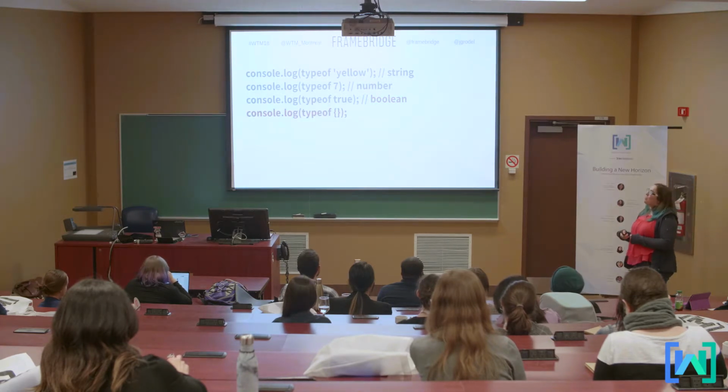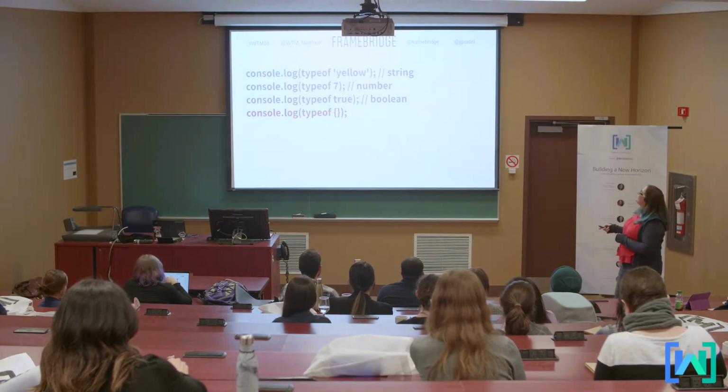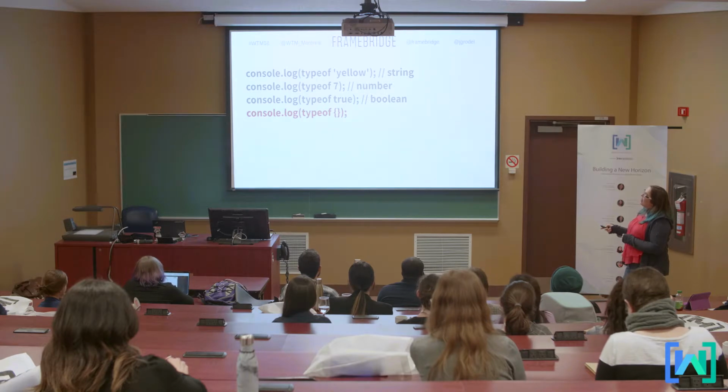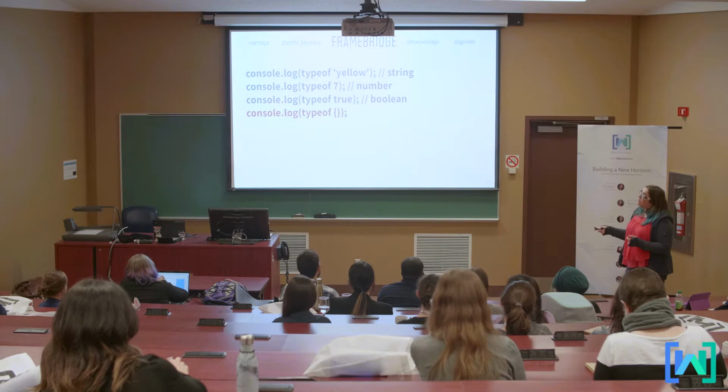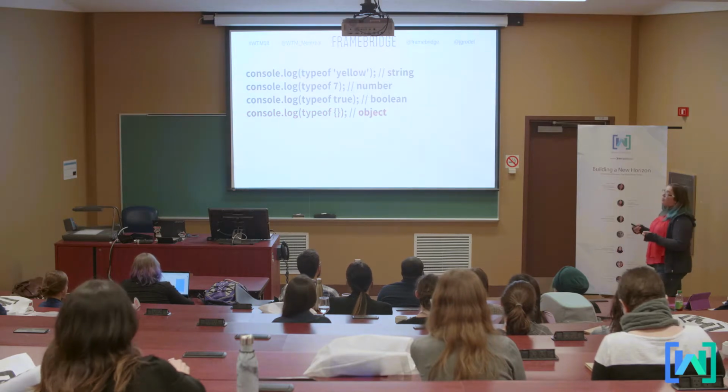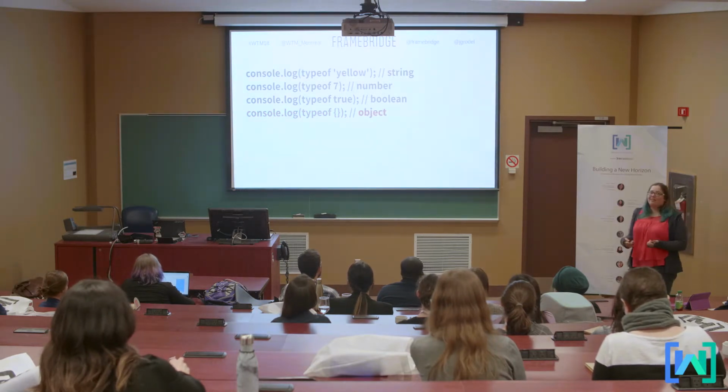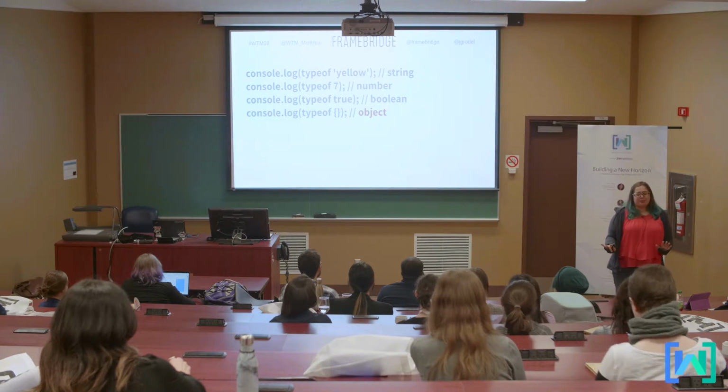Here I'm going to set up an object. So curly brackets are how we denote objects in JavaScript. And so I'm setting up an empty object and asking for the type of it, and I'll get object. So now we have an object. It's a very helpful terminology, I know.